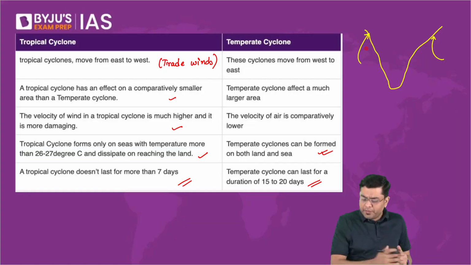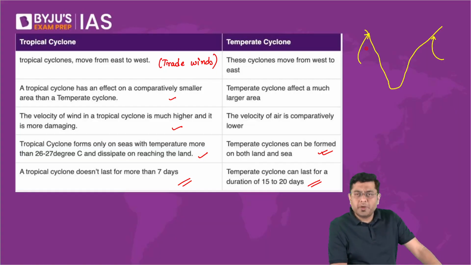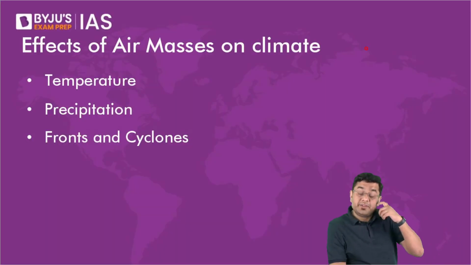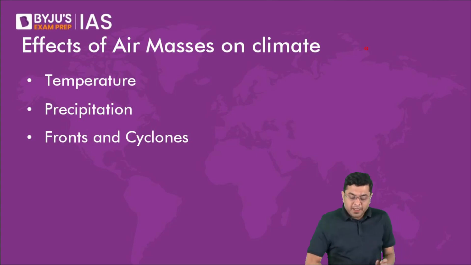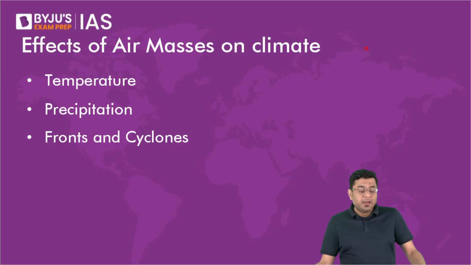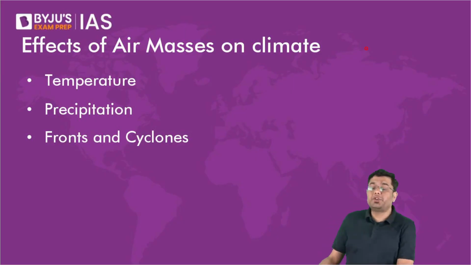Diameter of a tropical cyclone, we have already said, is around 300 to 500 kilometers at max, whereas the diameter of a temperate cyclone can be 750 to 1000 kilometers. Now, then we come to the portion of effects of air masses on climatic conditions. What are the impacts of air masses on climatic conditions?